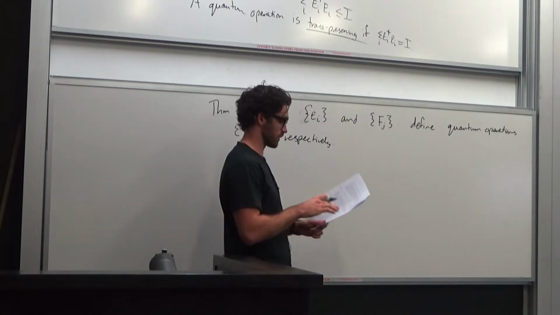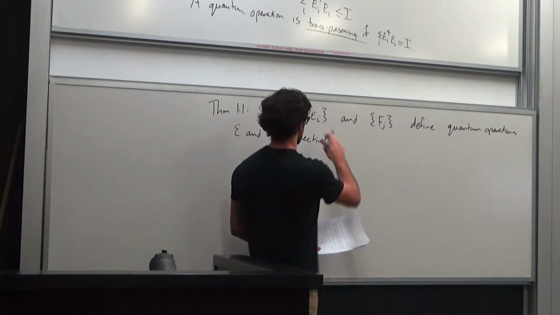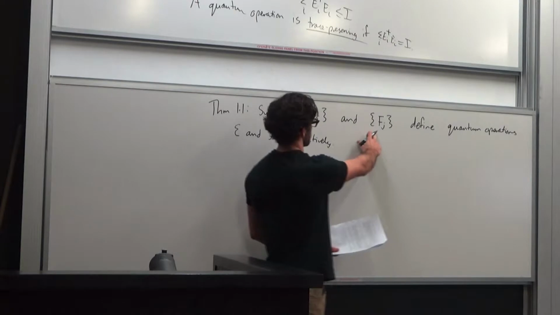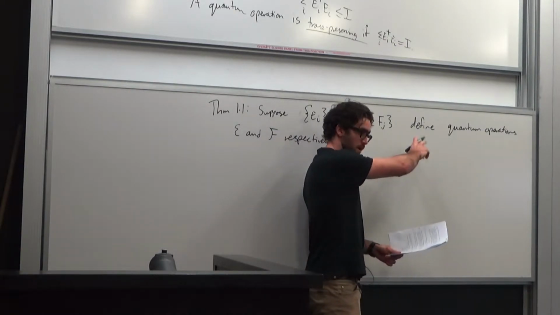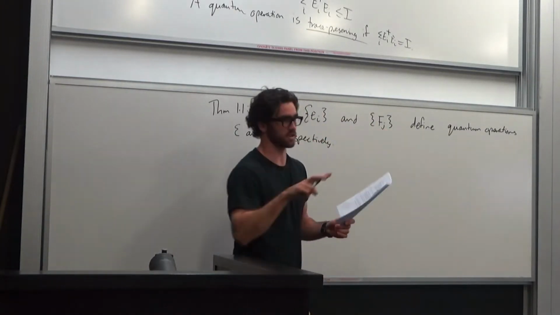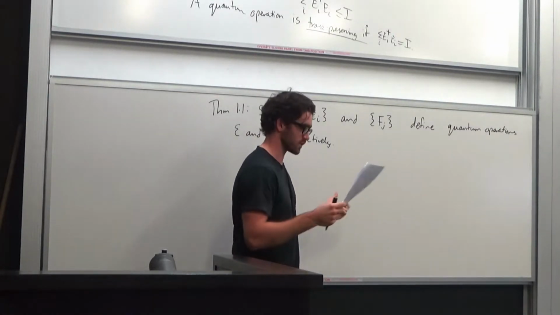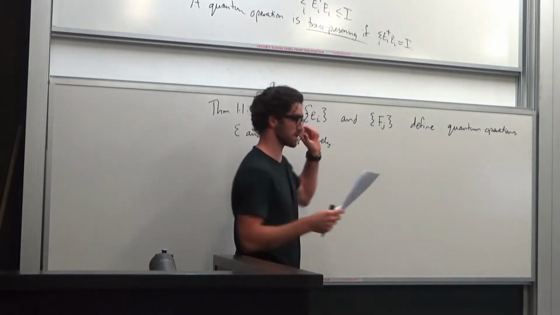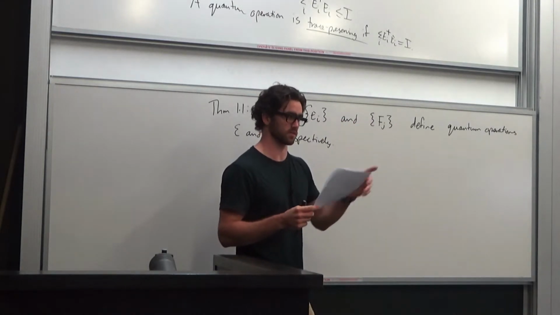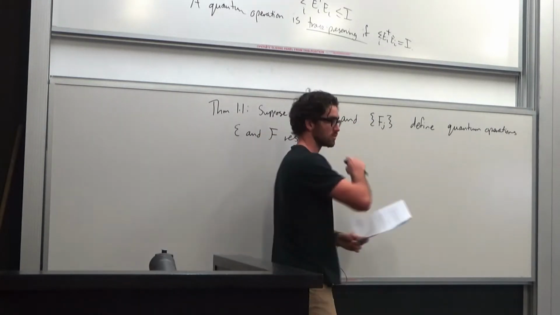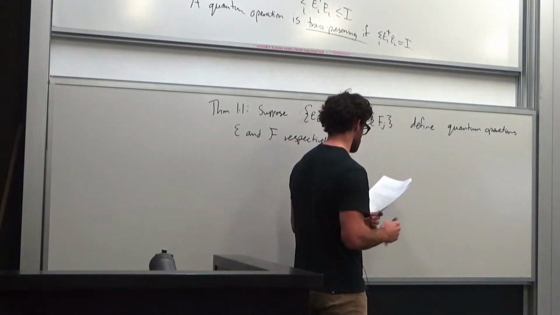So, the way I've written it in the notes, E goes up to M and F goes up to N, so 1 to M. And we can basically take those two to be the same size. If they weren't the same size, we can just add some zero operators to that set to make them the same size. So we're just going to assume, without loss of generality, that they are the same size.